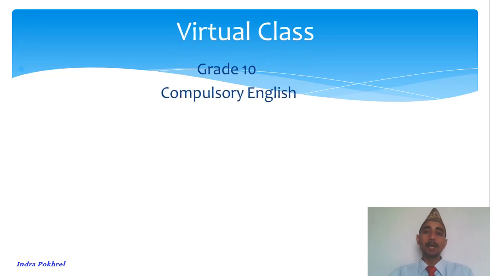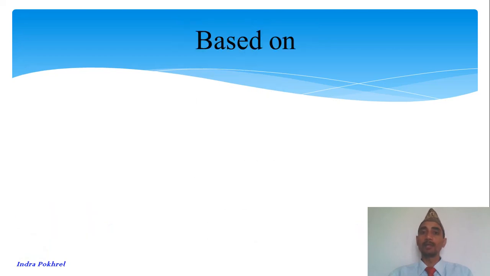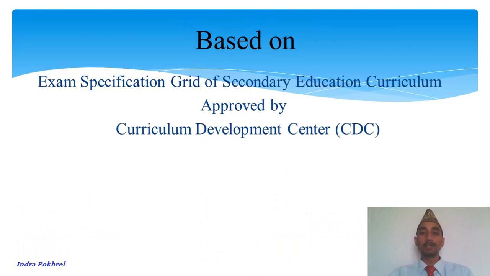This is me, Indra Pokhral, and today I'm going to help you with four learning items: obligations and prohibitions, menus, postcard, and poster, as a part of compulsory English of grade 10, based on examination specification grid of secondary education curriculum approved by Curriculum Development Center. So this class is specifically designed to help the students of grade 10. However, the students of grade 9 may also find it equally helpful in their studies. Each of these items carries 5 marks in this writing section, type 1. So let's get started now.